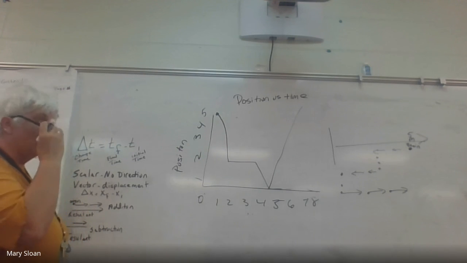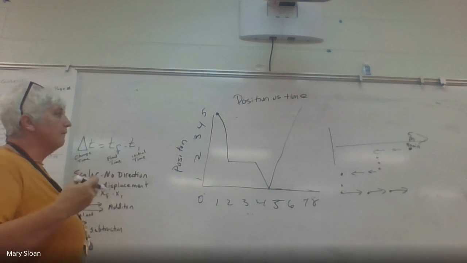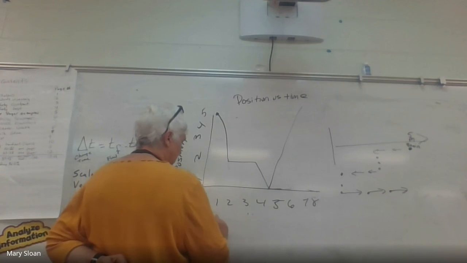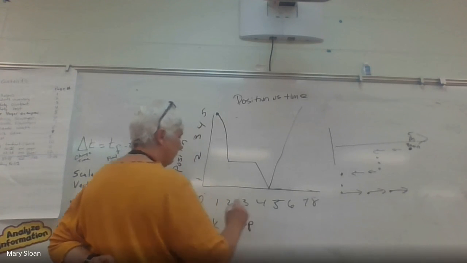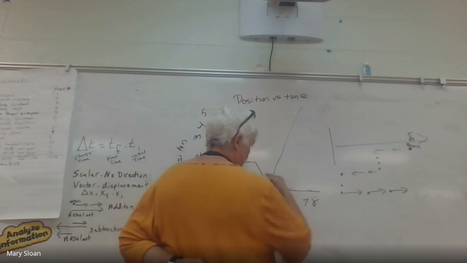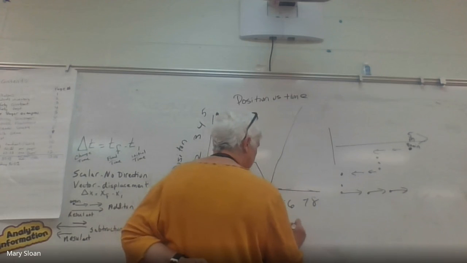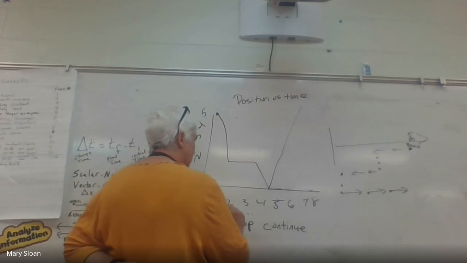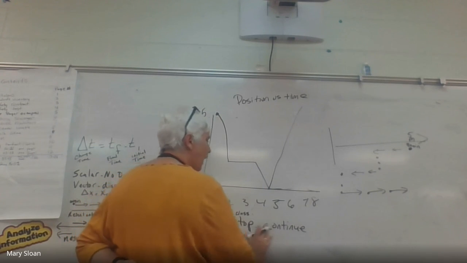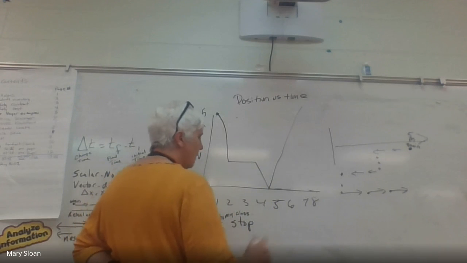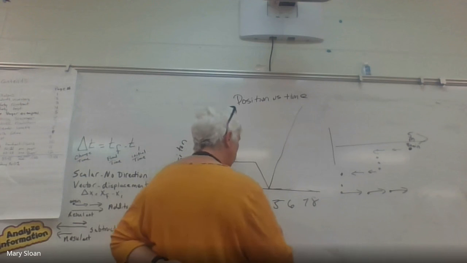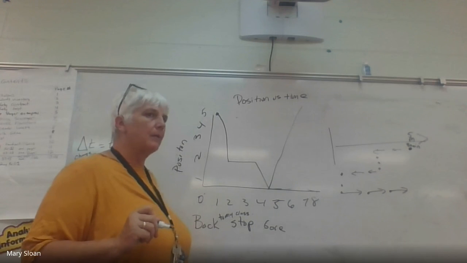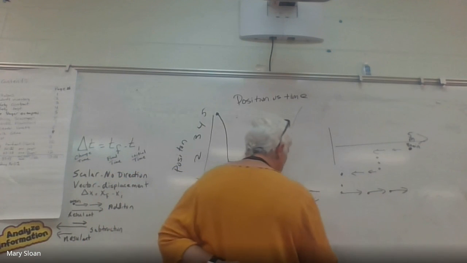So what is going on here? They're starting at 5 meters, right? They're walking back. They stop. They continue to walk back wherever they're going. And we're going to say they're going back to my class, okay? They stop. And we're going to say they're going to stop at Miss Gore's class. And they realize, whoops, I'm not in Miss Gore's class, I'm in Miss Sloan's class. So then they come to my class.